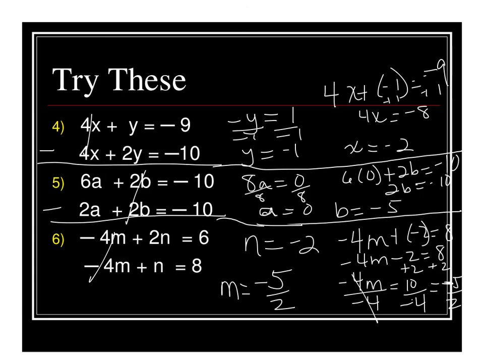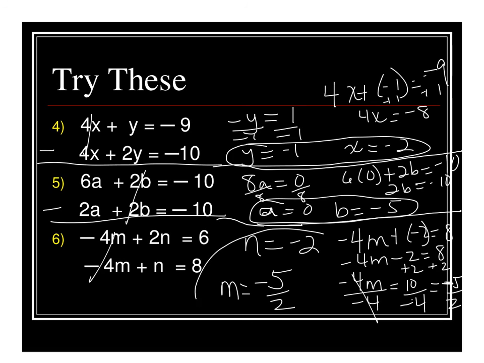Alright, here's what I got for my 3 answers. I got y is negative 1 and x is negative 2 on the first one. A is 0 and b is negative 5 on the second one. And I got n is negative 2 and m reduces down to negative 5 over 2 on the third one. Hopefully we all got the same thing.